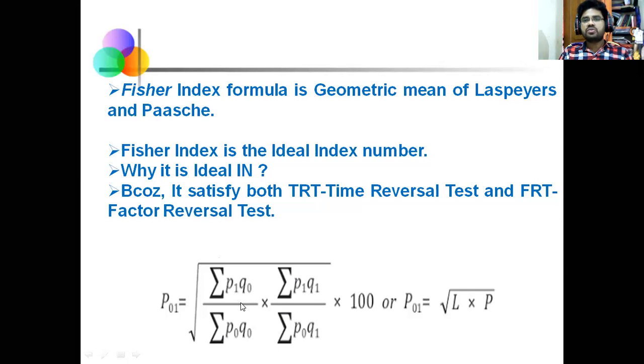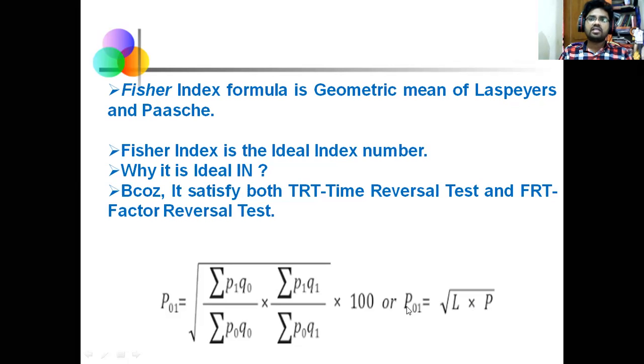So after multiplying these two and cancelling the root, when you multiply with 100, you will get the Fisher index value. This is the thing that you can simply remember. If you know the Fisher index formula, you will come to know what is the Laspeyres and what is the Paasche.